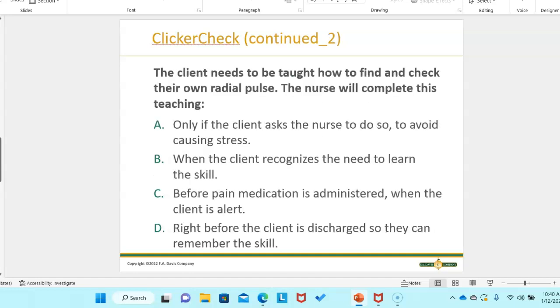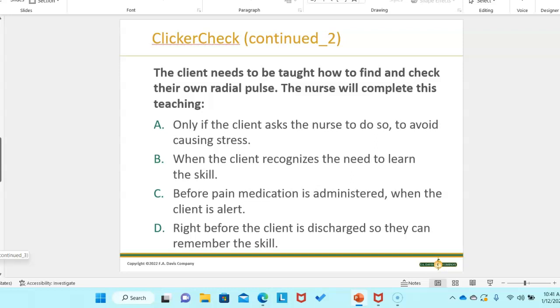All right, clicker check, continue. The client needs to be taught how to find and check their own radial pulse. The nurse will complete this teaching: A. Only if the client asks the nurse to do so to avoid causing stress. B. When the client recognizes the need to learn the skill. C. Before pain medication is administered when the client is alert. D. Right before the client is discharged so they can remember the skill.